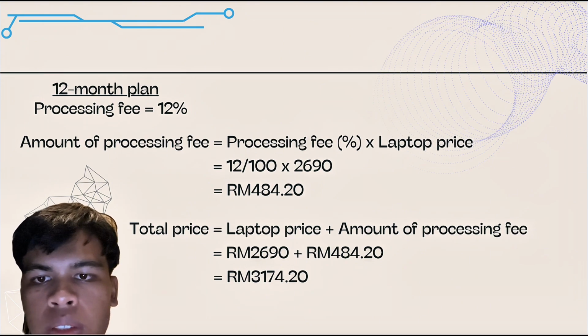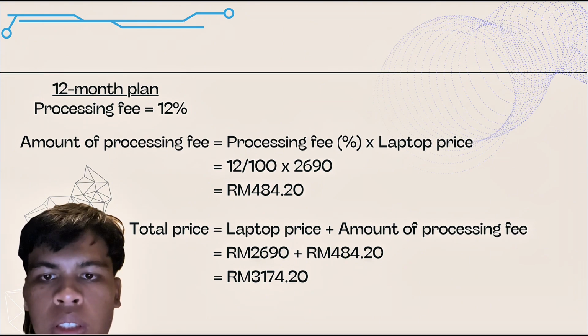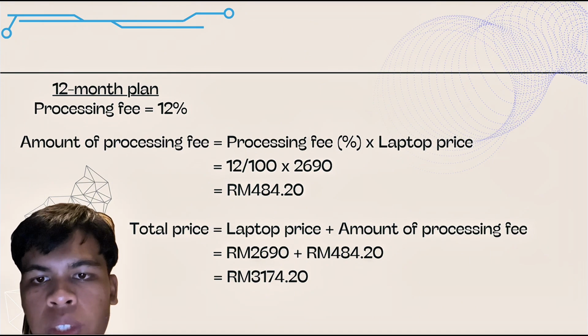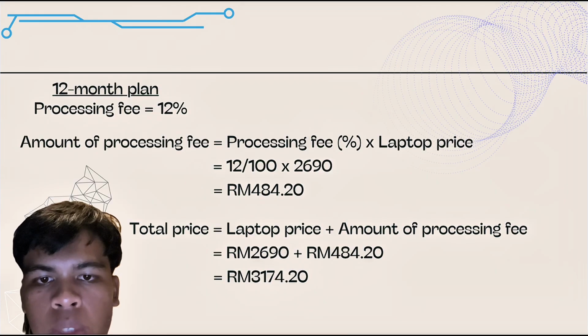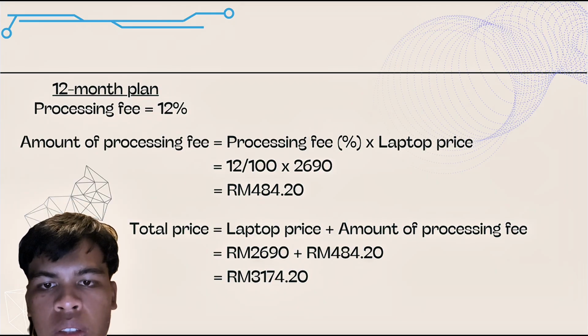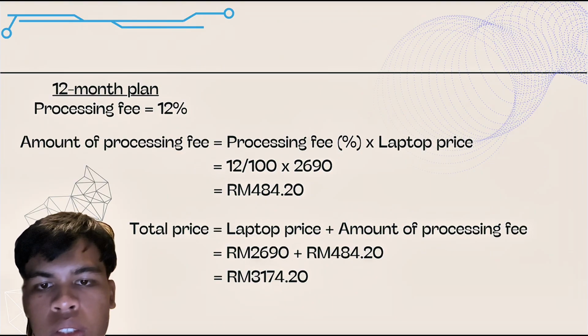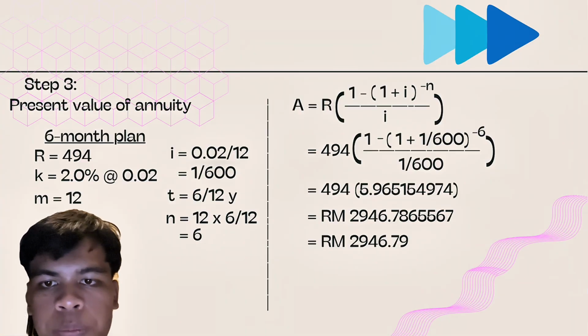For the 12-month plan, the processing fee is 12%. And for the amount of processing fee, we will use the same formula but changing the processing fee percentage. So the final answer should be 484 ringgit and 20 cent. The total price is also the same, but we will use the amount of processing fee of 12%. So the final answer should be 3,174 ringgit and 20 cent.